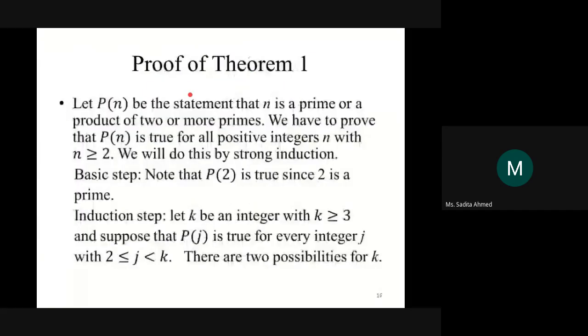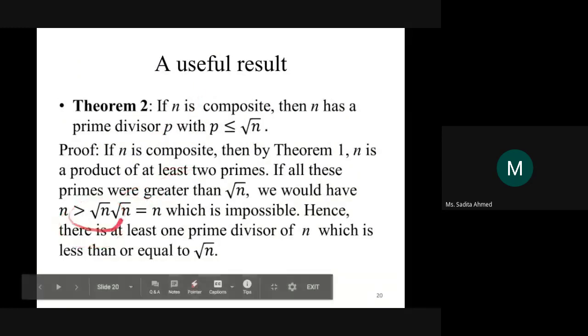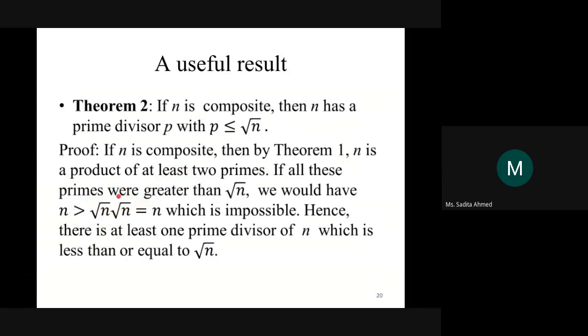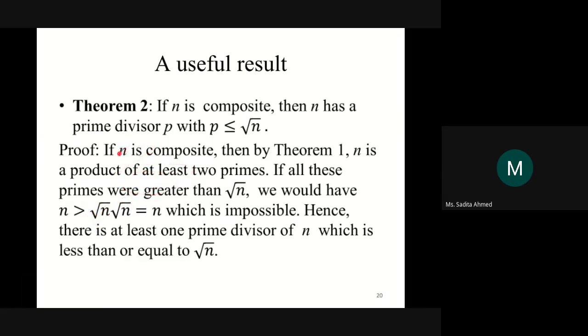It doesn't agree with the first theorem because if those two primes are greater than square root of n, the product becomes larger than n already. So theorem 1 is violated. So in that case, we can say that there will be at least one of these primes which will be less than square root of n. So in representing the number n as a product of primes, there will be at least one prime which is less than square root of n.